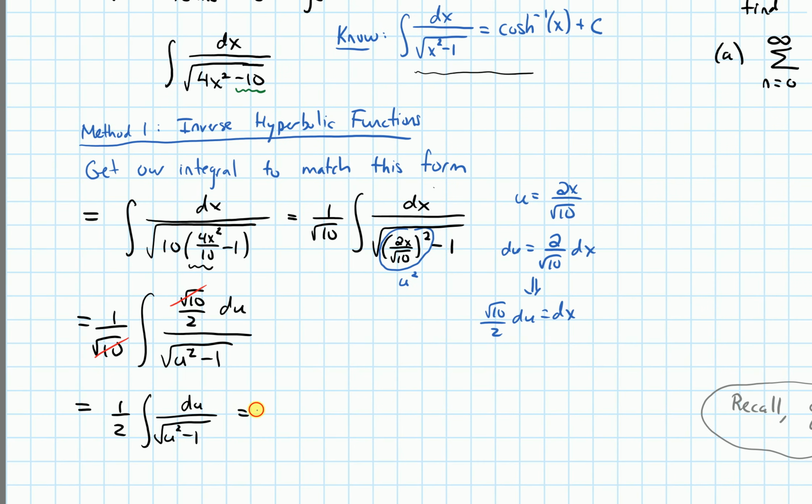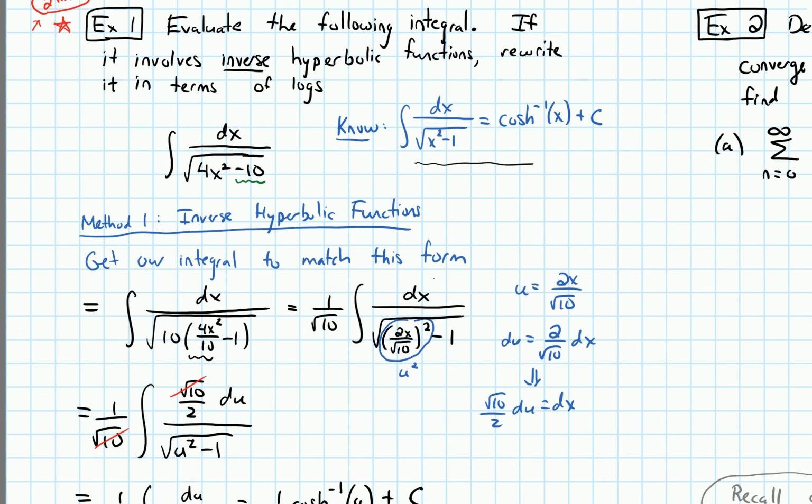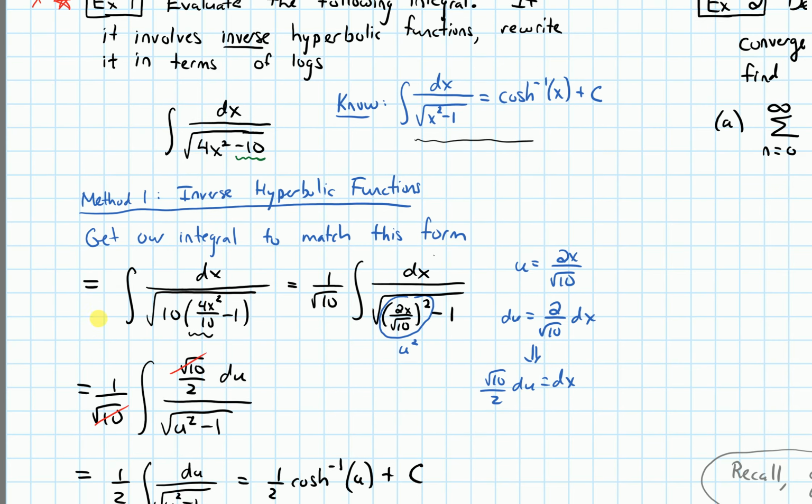All right, so now this gives us 1/2 times hyperbolic cosine inverse, except my variable is a u here. So u, and then I have to put a plus c because it's an indefinite integral. Okay, so I got this hyperbolic cosine inverse. That's good. The question said, whenever I have inverse hyperbolic functions, I need to rewrite them in terms of logs.